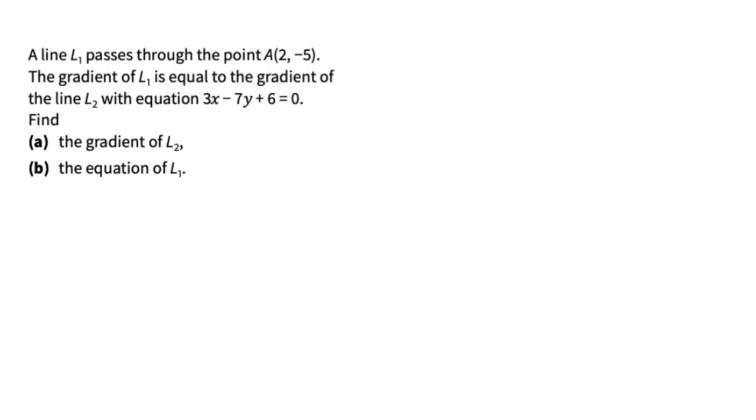Hello everyone, welcome to this video where we are given that line 1 passes through a point (2, -5), and there is a very important clue for the second line, which is that the gradient of this line 1 is equal to the gradient of another line, line 2, with this equation.